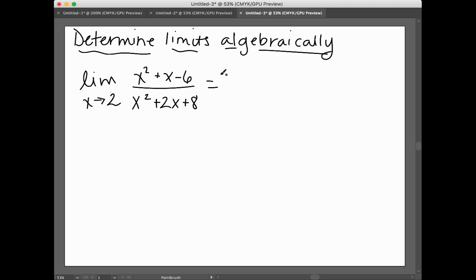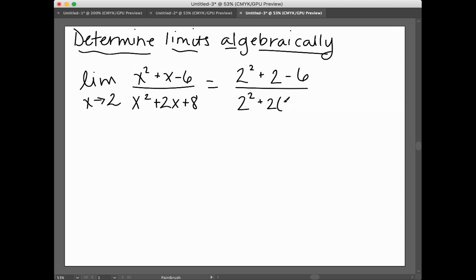Okay, so we're determining a limit algebraically. You could always graph these things and see what happens, but if you didn't want to, we're looking at this function, and we're trying to figure out what happens as x gets closer and closer to 2. The first thing to do is see what happens when x is 2, because if you get a number, then you'd be done. The limit would just be the value of the function, and everybody would be happy.